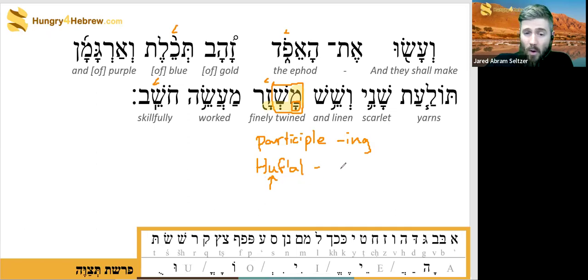What is hufal? Well, it's causative, but it's also passive. Earlier, we saw hifil, which is causative, but active, like he is causing something. But here it's passive. Something was caused. Who caused it? I don't know. Hufal doesn't care who caused it. It's just telling us that it was caused. So the root has to do with interweaving. So we're going to say all of these things, the zahav, the techelet, ha'argaman, tola'at shani, veshesh. It's like all of it was moshzar, caused to be intertwined.